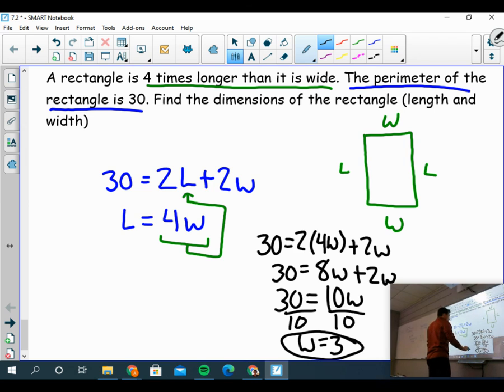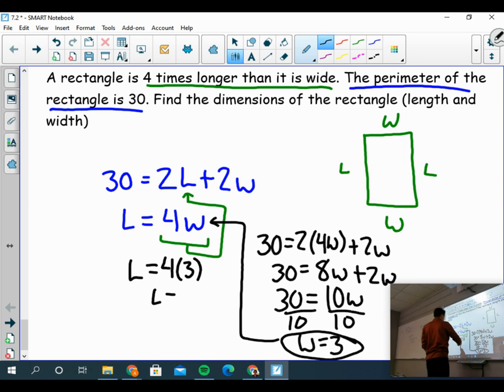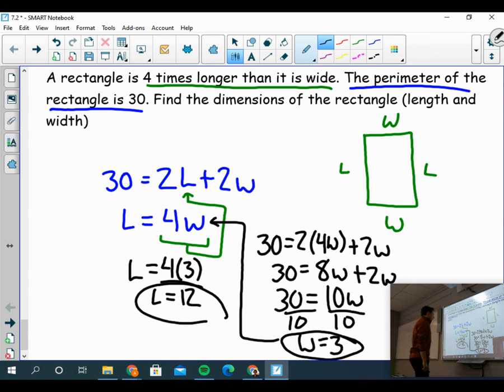Well, if W equals 3, let's plug it back into one of my original equations. I get L equals 4 times 3. So L equals 12. And there I have the dimensions of my rectangle. My length is 12, my width is 3. Let's think about the problem. The rectangle is 4 times longer than it is wide. Well, that makes sense if my length is 12 and my width is 3. And that, again, provides further justification.